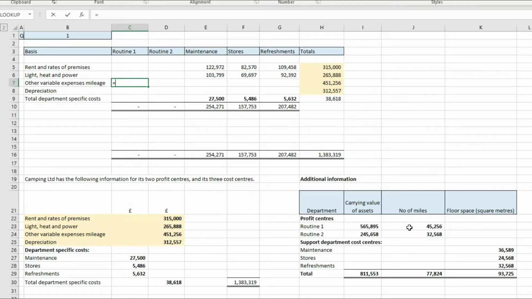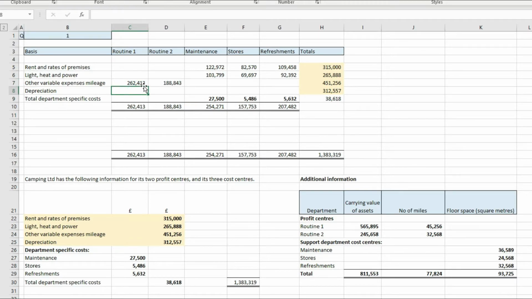So like here, we're going to take this miles, which is 45,256 under routine 1, and divide it by the total number of miles to give us a percentage. And again, with the 32,568 divided by 77,824. So that's your 100%. And then we're going to times that by your 451,256. And again, in routine 2. And you should see again that those add back to 451,256.